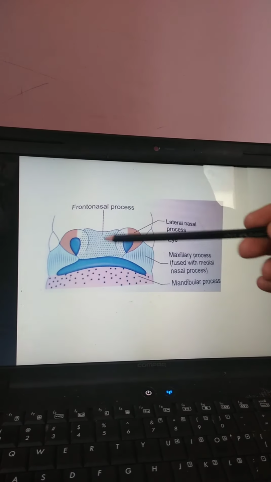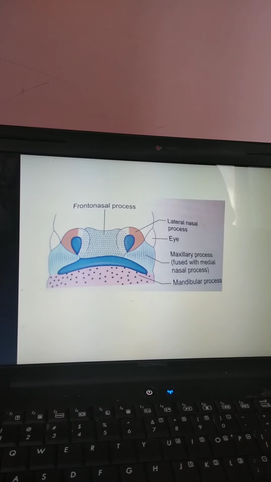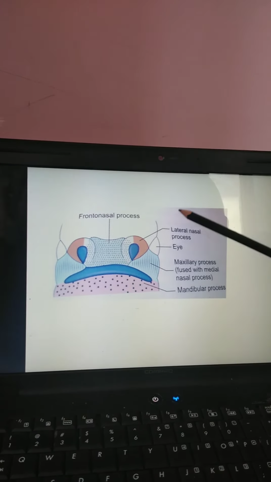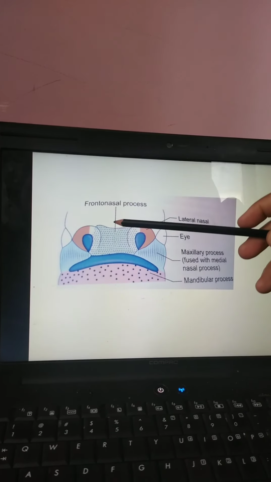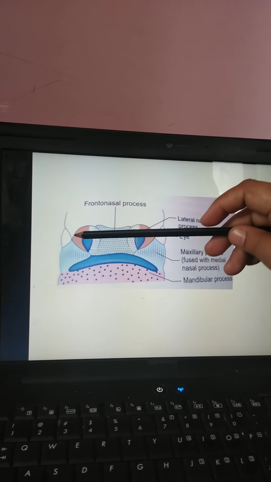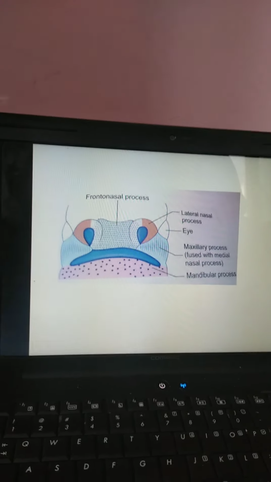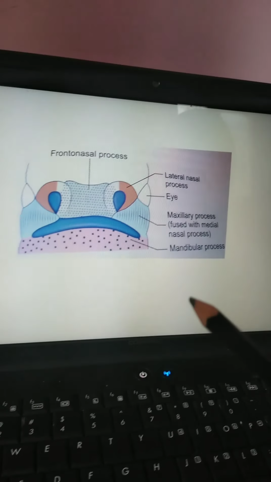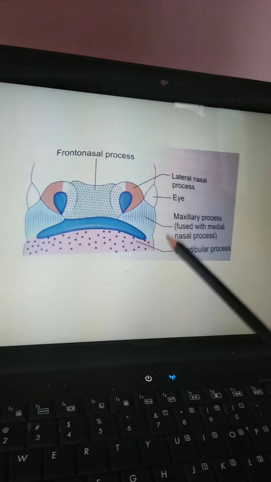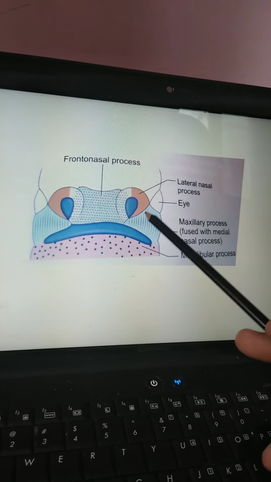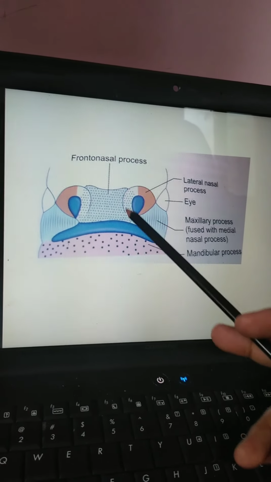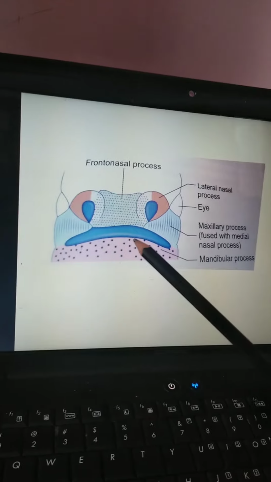Now we will see how the nose is developed. The nose receives a contribution from the frontonasal process and from the medial and lateral nasal processes, right and left side. External nares are formed when the nasal pits are cut off from the stomatodeum by the fusion of the maxillary process with the medial nasal process. When the maxillary process joins with the lateral process, then with the medial process, the nares get cut off from the stomatodeum.